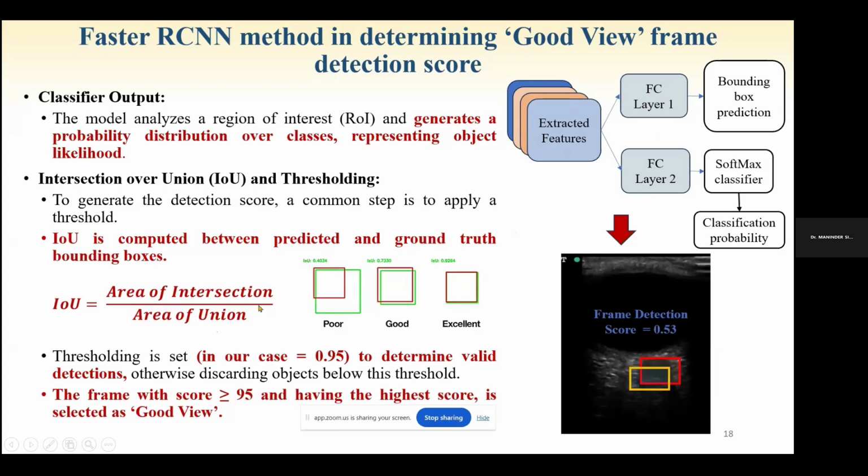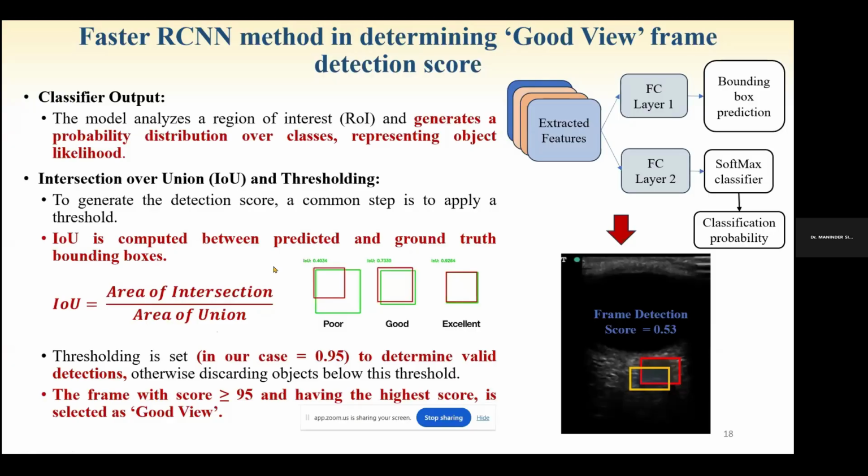This is the formula where we say that it is good or excellent, based on this area. If the overlap between the predicted box and the ground truth is good, then it is very good. This is the main idea for getting a good frame.